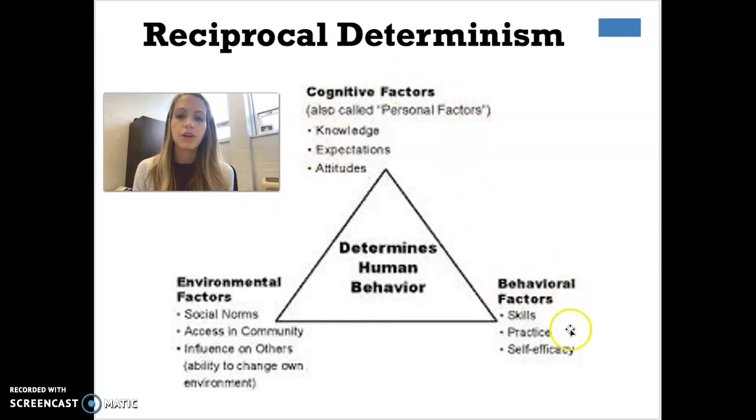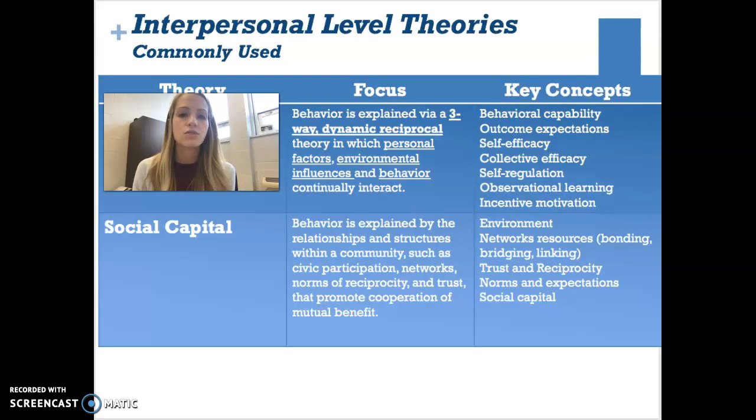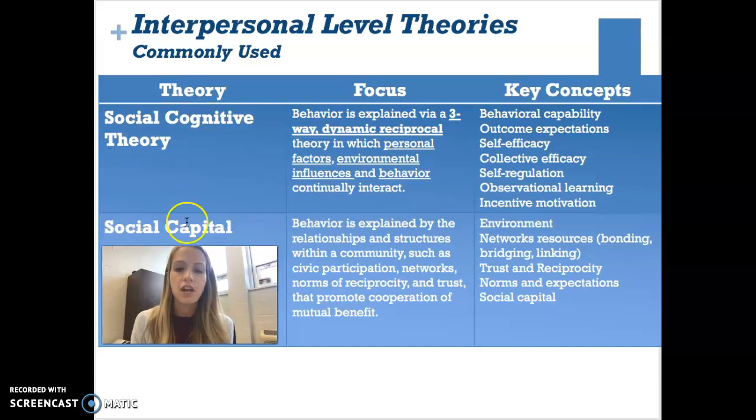So here is showing you that three-way reciprocal determinism. They all interact with one another to determine human behavior. So here you'll see cognitive factors. These are those personal factors, our knowledge, our expectations, and our attitudes. The behavioral factors, the skills, practice, self-efficacy. And then environmental factors, social norms, access in the community, influence on others, the ability to change our environment. Those all interact with one another to determine that health human behavior, right? And this, remember, is called our social cognitive theory. So it's talking about those three determinants and how they work with one another.